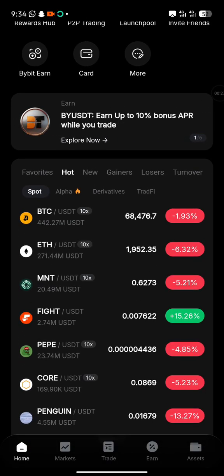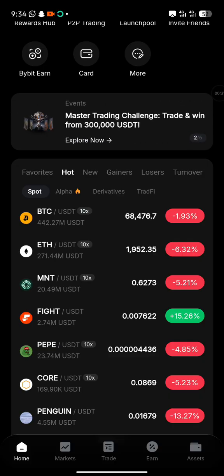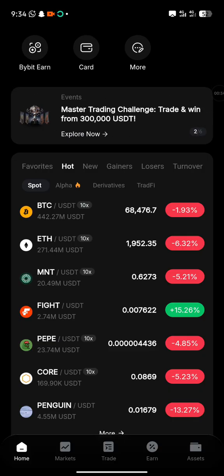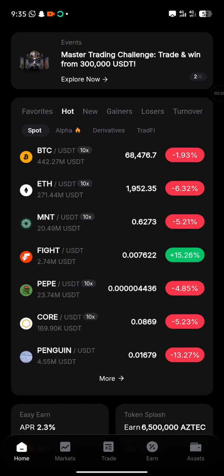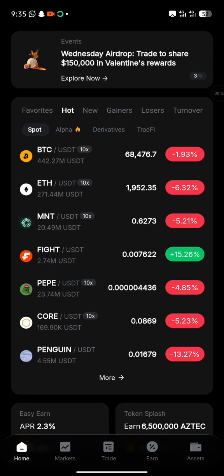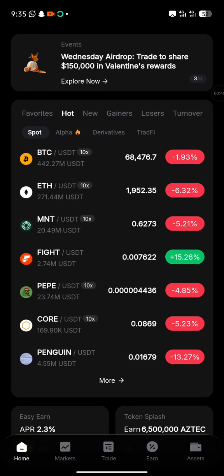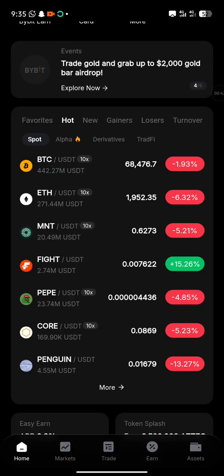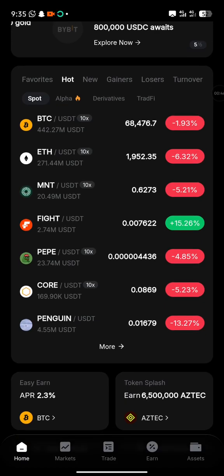To monetize your Bybit account, you actually need to use features that generate income, either active trading or passive earning programs. So without wasting time, we're going to look at the main ways you can monetize your Bybit account without a delay.